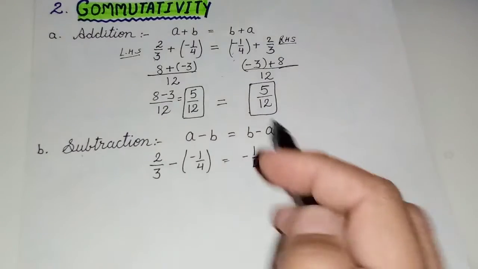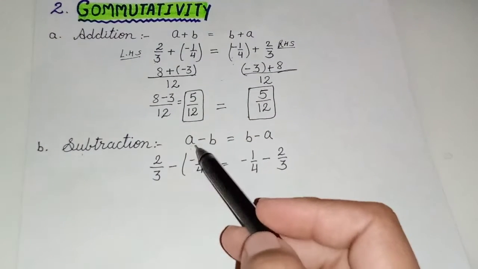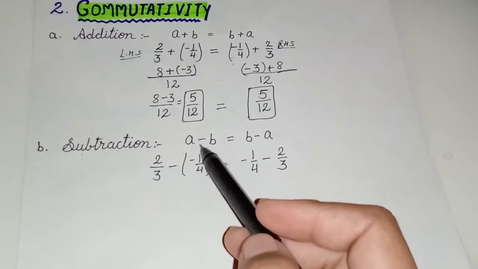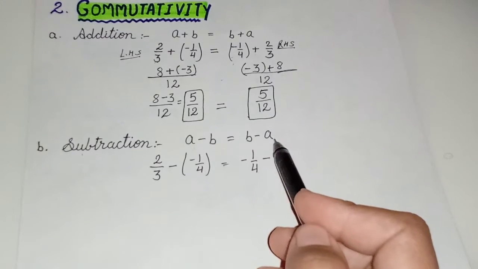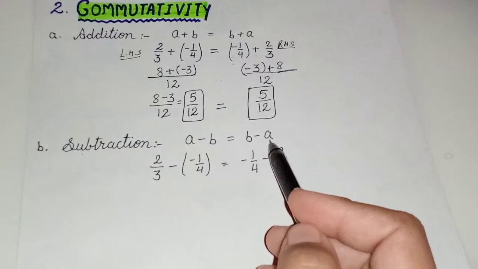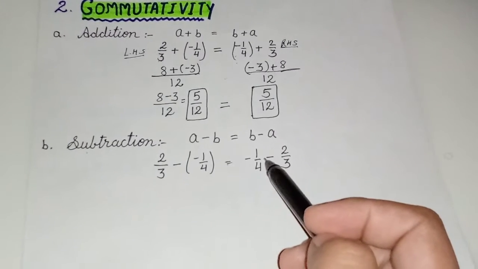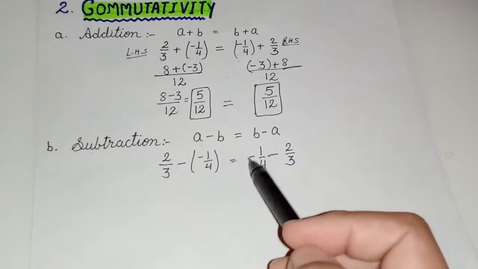Now we are going to see subtraction. Commutativity under subtraction means rational numbers can be subtracted in any order. A minus B is equal to B minus A, if it holds under subtraction. So let us check whether it is right or not.